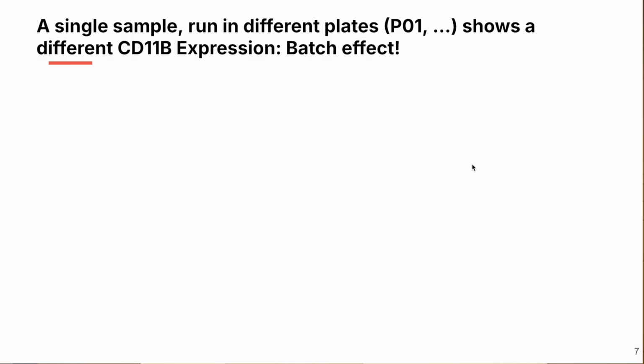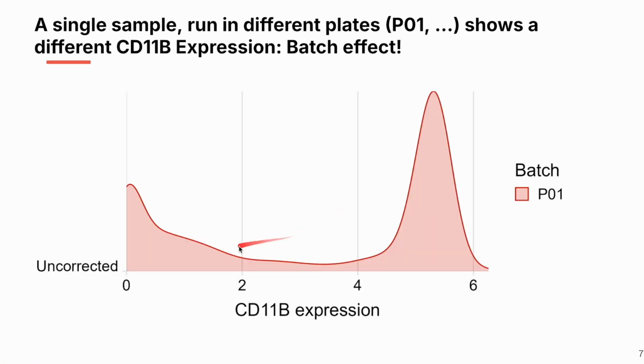So let's take an example. This is a single sample run in 4 different plates. P01, you're going to see the notation, and we're going to look at CD11B expression. You're going to see this real-life batch effect. So here's a single sample with CD11B expression on the x-axis. This is called a ridgeline plot. Basically, it's like a histogram, and this sums to 1 across all these expression levels. This is an uncorrected value.